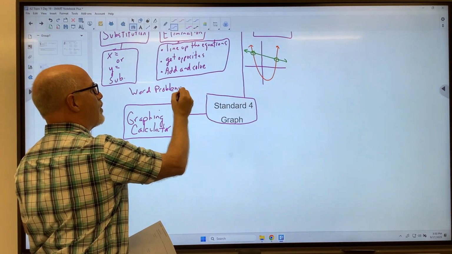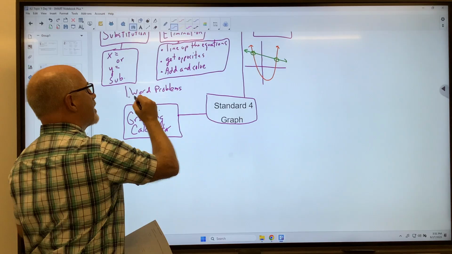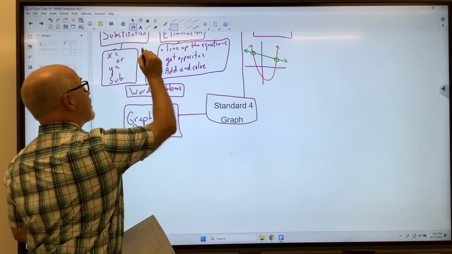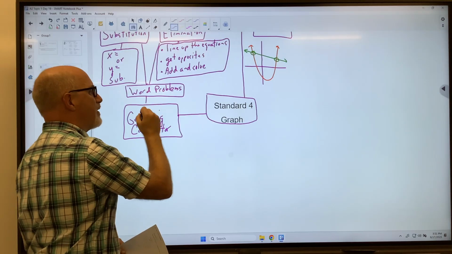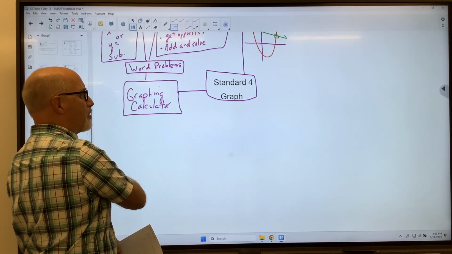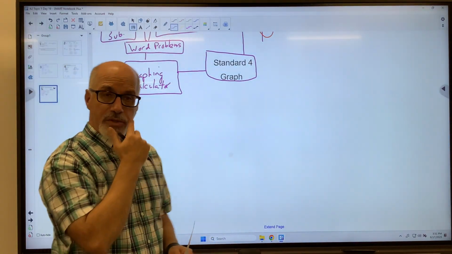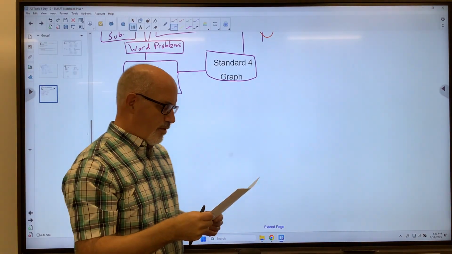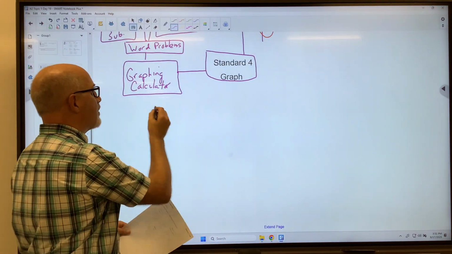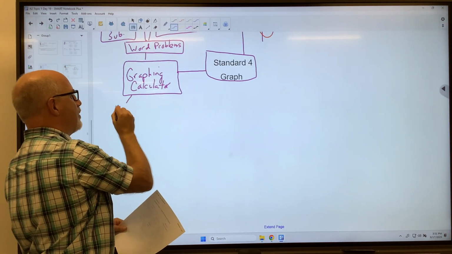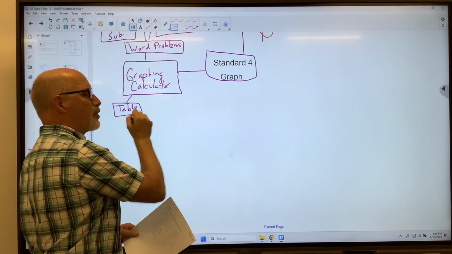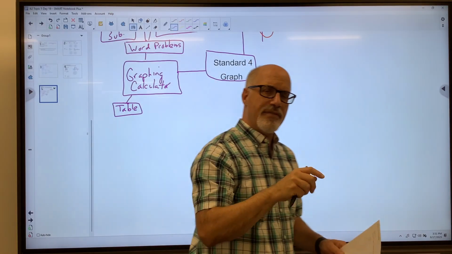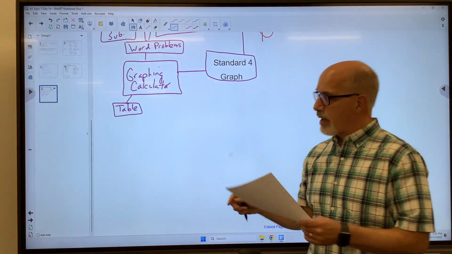So when you have the word problems, we'll use either substitution or elimination, but then you're going to use your graphing calculator because the numbers tend to be large numbers that you might have to do the multiplication for. Now, for the graphing calculator, you have to know how to find the table and use those table values as precise points on the graph to be able to plot those points and graph them.